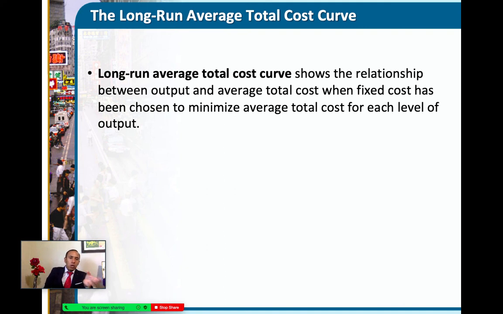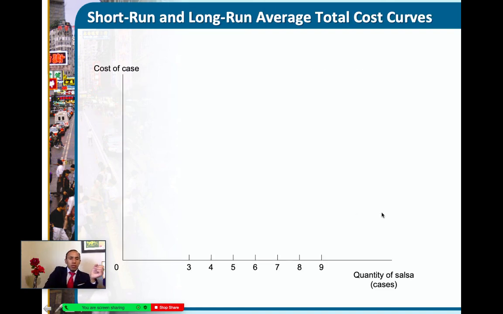So the long run average total cost curve in this case shows the relationship between the level of output that can be produced and the average total cost when the firm has had enough time to select a fixed cost to produce any given goods and services. And that's important in the production process of goods. So think about here the production of salsa making.